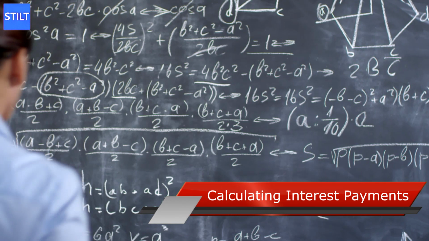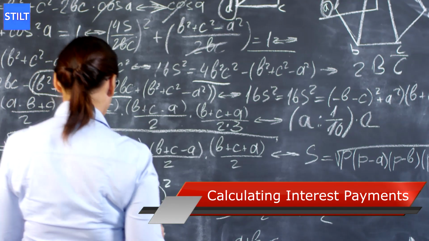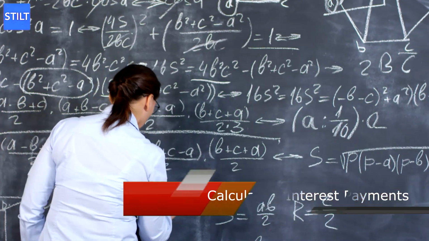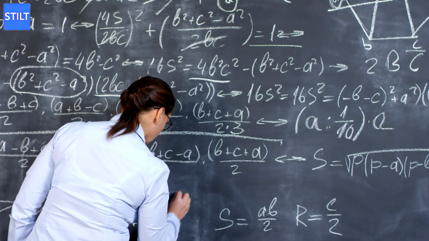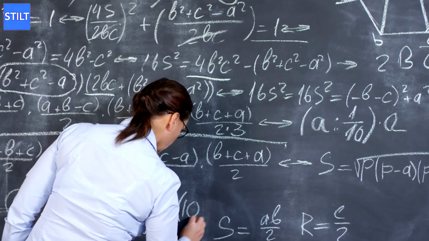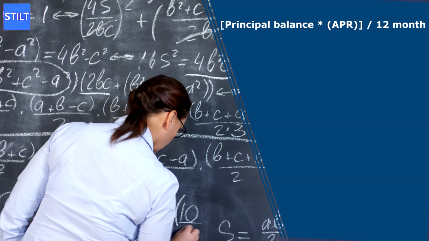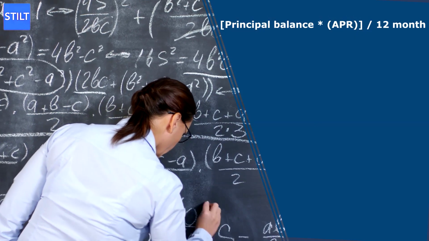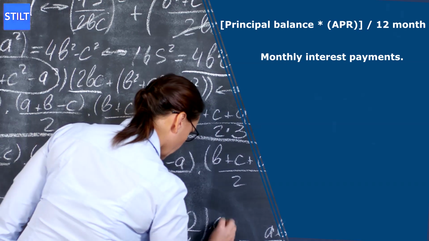Calculating interest payments. Knowing how much of your payments go towards interest is an important part of staying on top of your debts, and all you need is the principal balance and interest rate, or APR, to find out. Principal balance times APR divided by 12 months equals monthly interest payments.